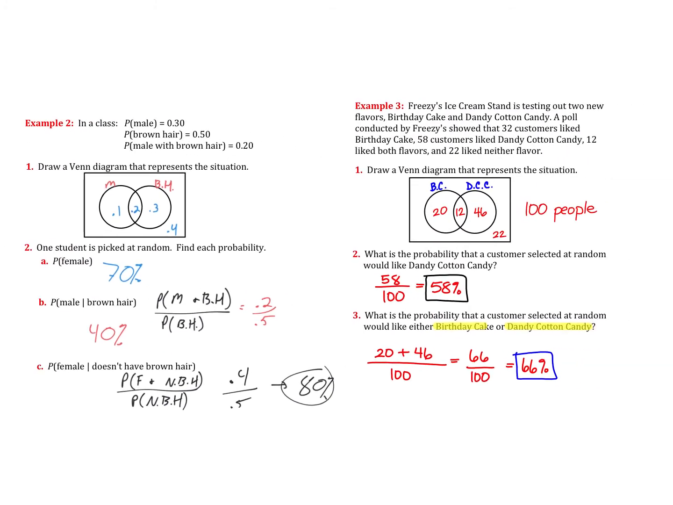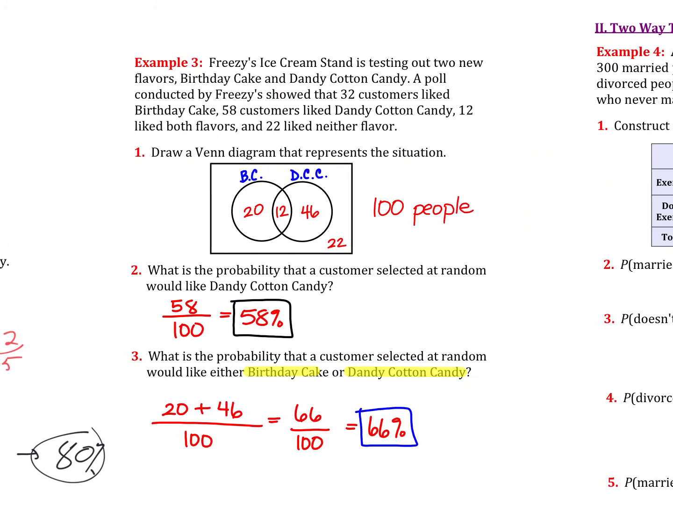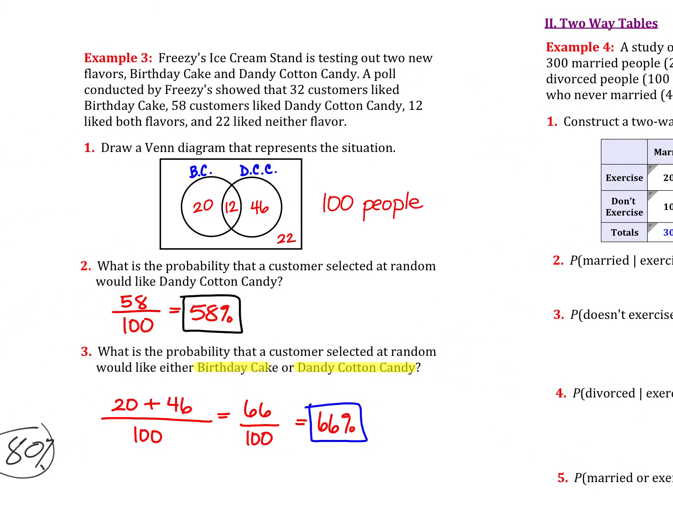Onward we go. Here's an example that's already been filled out. That way we can kind of see an example in the interest of time here. Freezy's ice cream stand is testing out 2 new birthday flavors, birthday cake and dandy cotton candy. They conducted a poll and showed 32 customers liked birthday cake, 58 liked dandy cotton candy, 12 liked both, and 22 liked neither. So we create a Venn diagram.